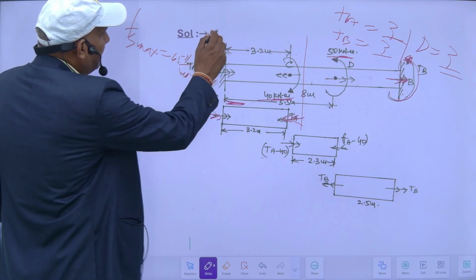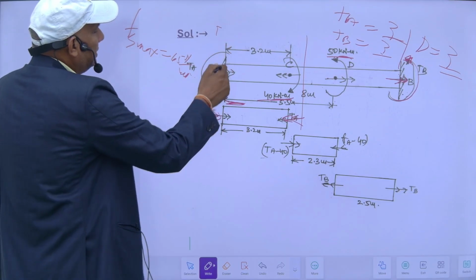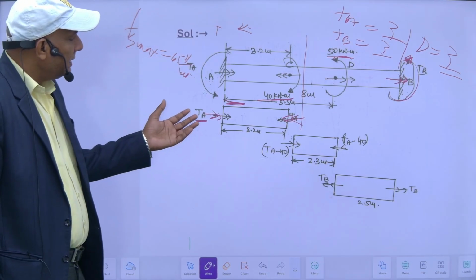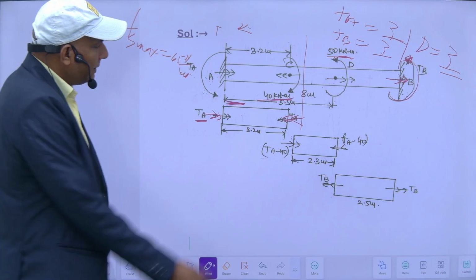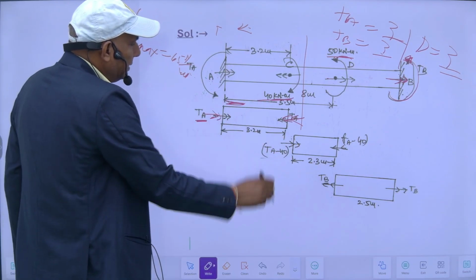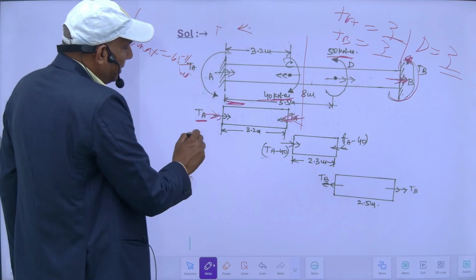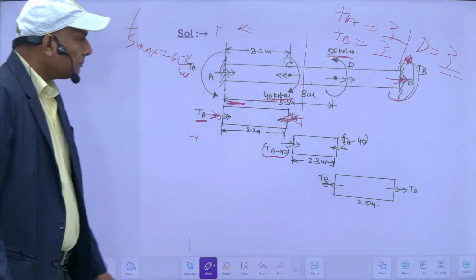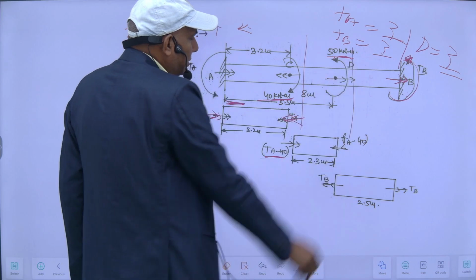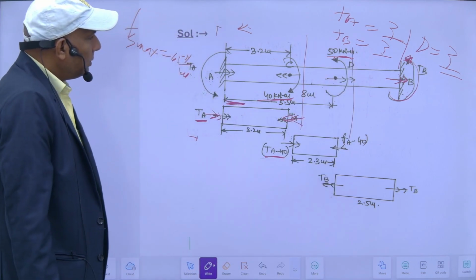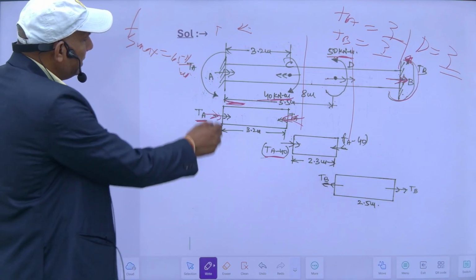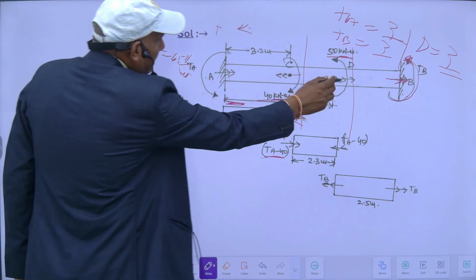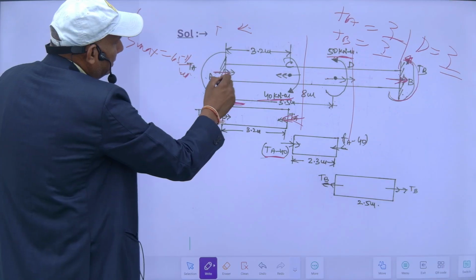Suppose this TA is 50. This is 40. So it means TA minus 40 is acting in these directions. So suppose I assume this TA value is more than this. It means this value will be TA minus 40, and that will be extra in this way. So TA minus 40, same you will apply here. So for this DB portion, my total torques are acting in these directions. So TA and this 50 both have the same direction.